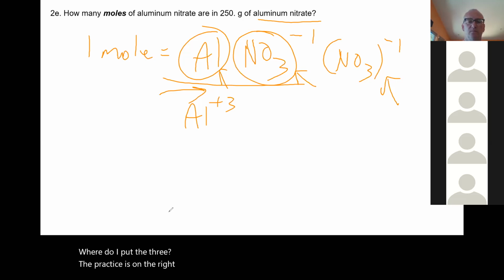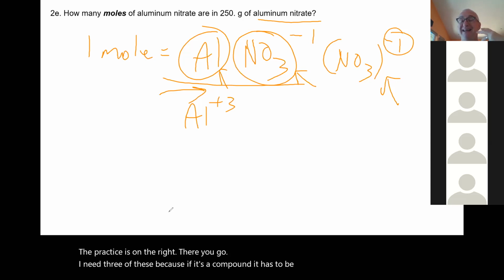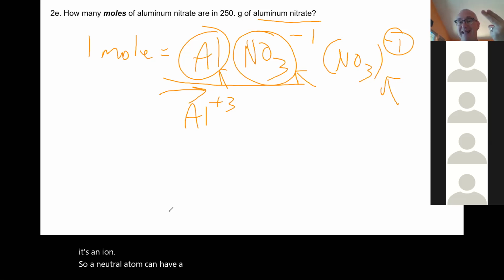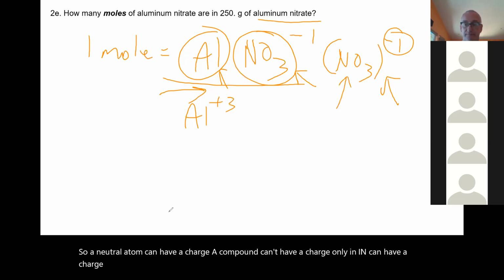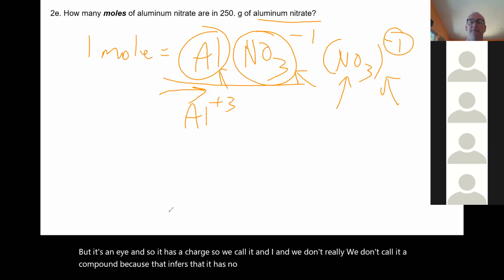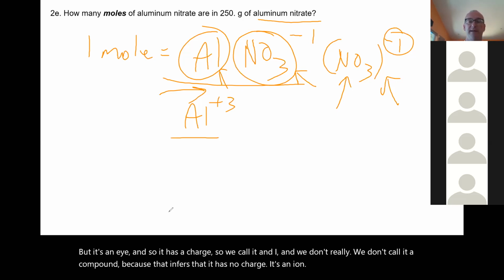There you go. Yeah, I need 3 of these because if it's a compound, it has to be neutrally charged, because if it isn't, it's an ion. So a neutral atom can't have a charge. A compound can't have a charge. Only an ion can have a charge. Now this is a compound, but it's an ion, so it has a charge. So we call it an ion. We don't call it a compound because that infers that it has no charge. It's an ion. So aluminum is always +3.